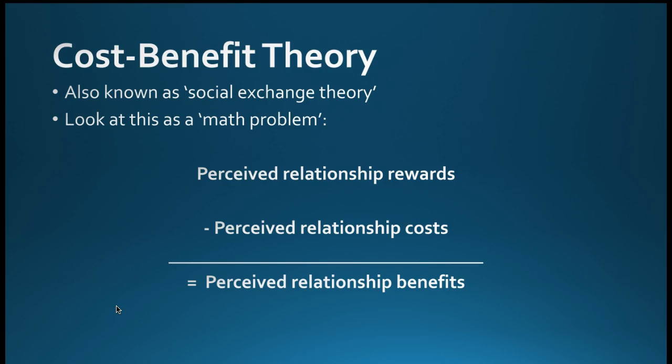The next theory we look at is social exchange theory, or in the book, it's listed as cost-benefit theory. It's also noted as the price we are willing to pay for a relationship, and it equates determining what we weigh as pros and cons of relationships as a simple math problem. So we look at our perceived relationship rewards, and what we subtract are the perceived relationship costs, and does that equal the relationship benefits we're looking to perceive or gain from that particular relationship.